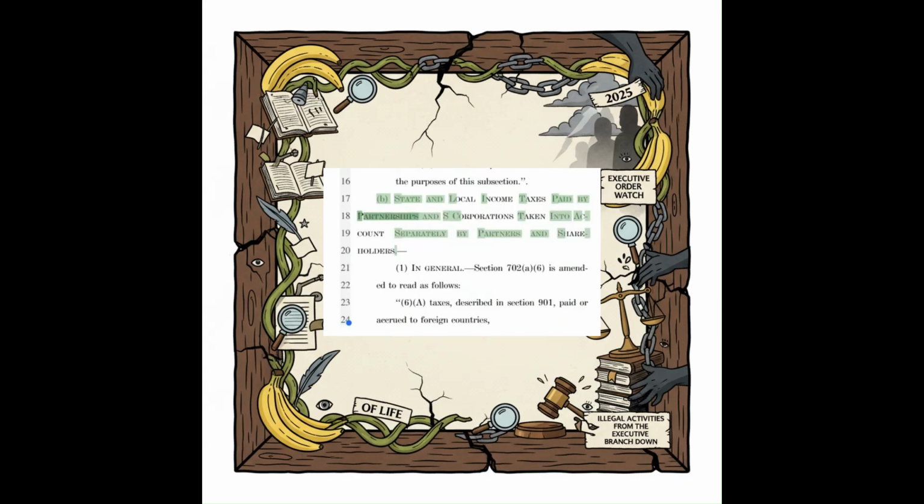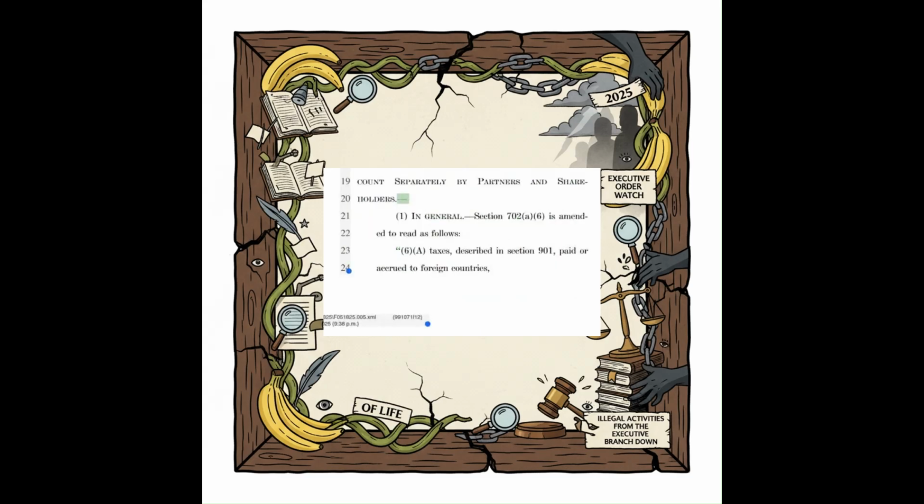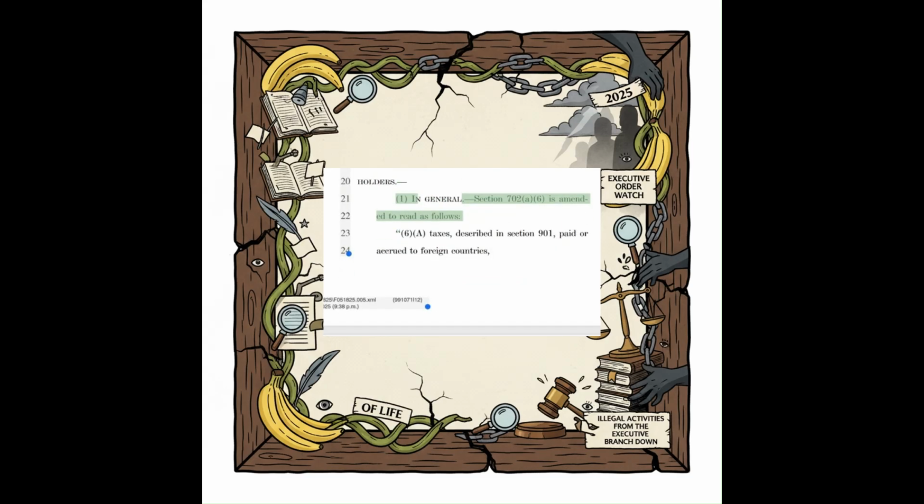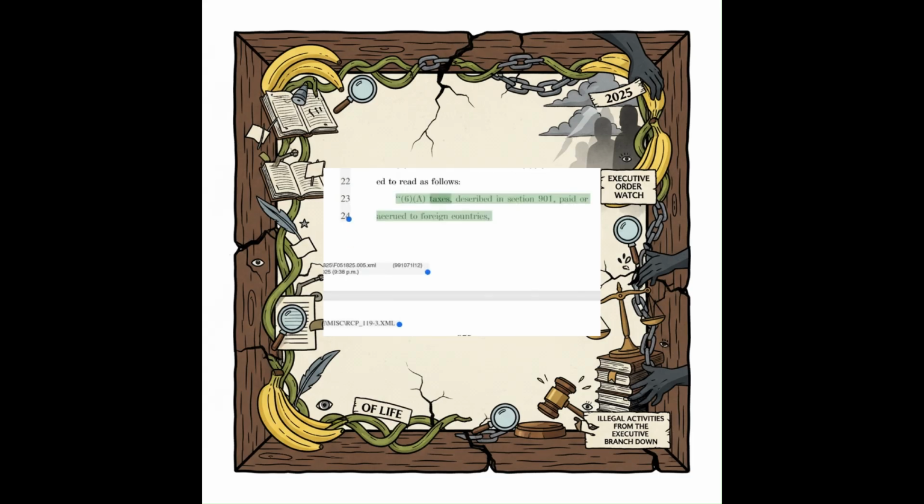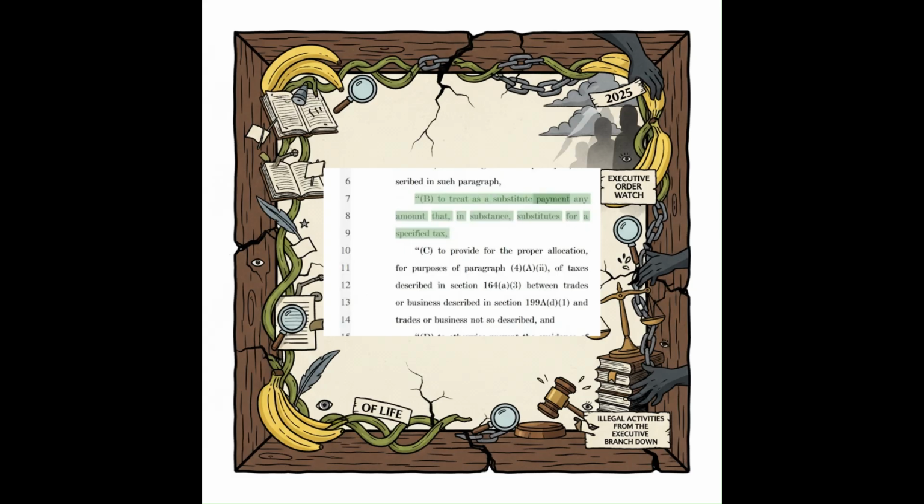Estate and local income tax paid by partnerships and S corporations, separately by partner and shareholder. Section 702 is amended to read as follows. Taxes described in section 901, paid or accrued to foreign countries, to treat as a substitute payment any amount that, in substance, substitutes for a specified tax.